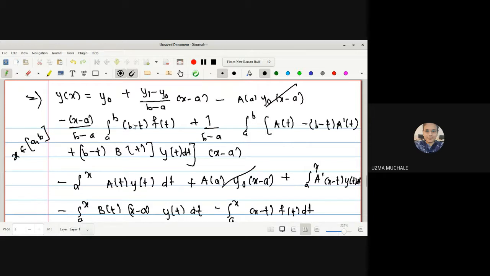So whatever the terms which are not with the integration will be treated as capital F of x, right?